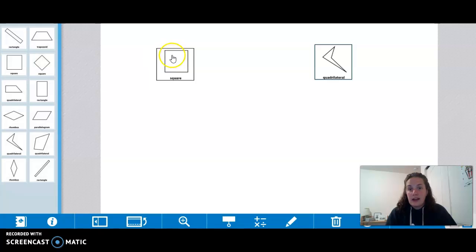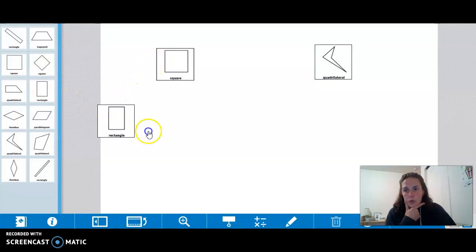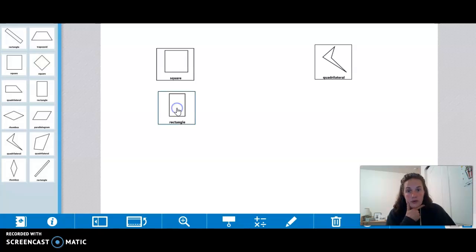Let's see if we can find another quadrilateral that has those same nice right angle or square corners. Ooh, this rectangle also has right angles or those square corners. But this parallelogram does not. So now I'm sorting these shapes by looking at their corners.